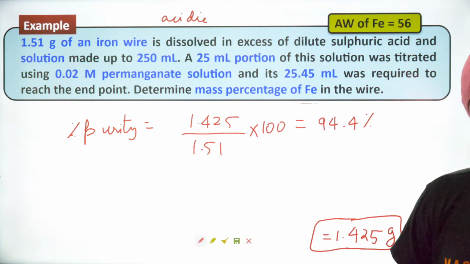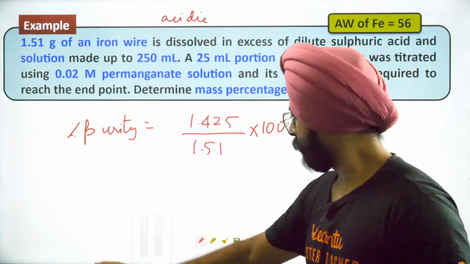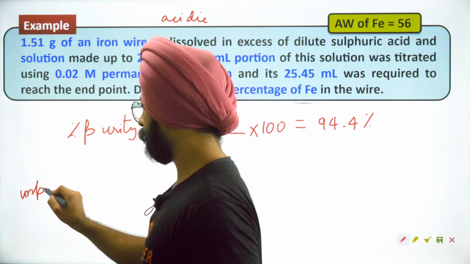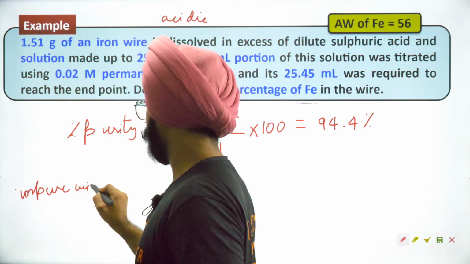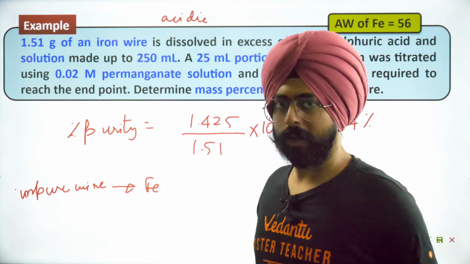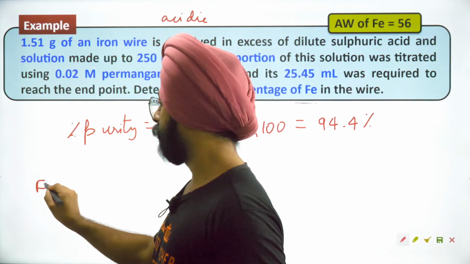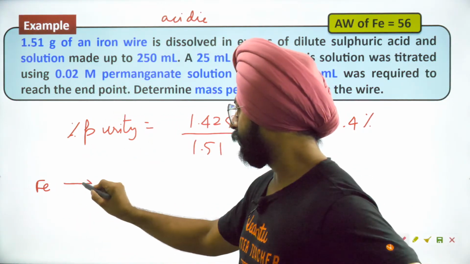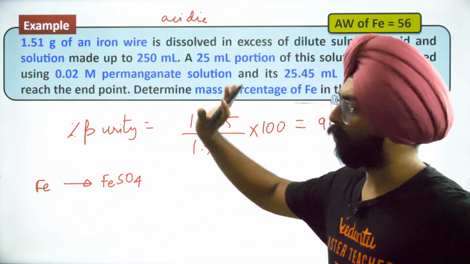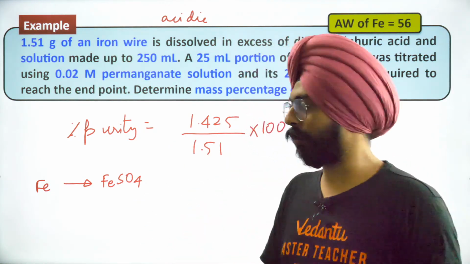Okay, so let me again summarize the entire question for you. What happened over here was, we had an impure wire. That impure wire contains some amount of iron. I don't know what that amount is. That is the amount of iron that I have to calculate. This entire iron was converted into FeSO4 by dissolving it in a lot of H2SO4. Once dissolved in a lot of H2SO4, that solution contains FeSO4 now.